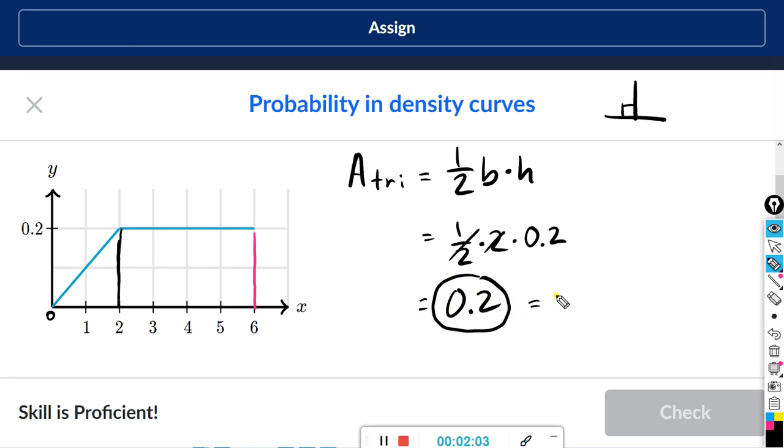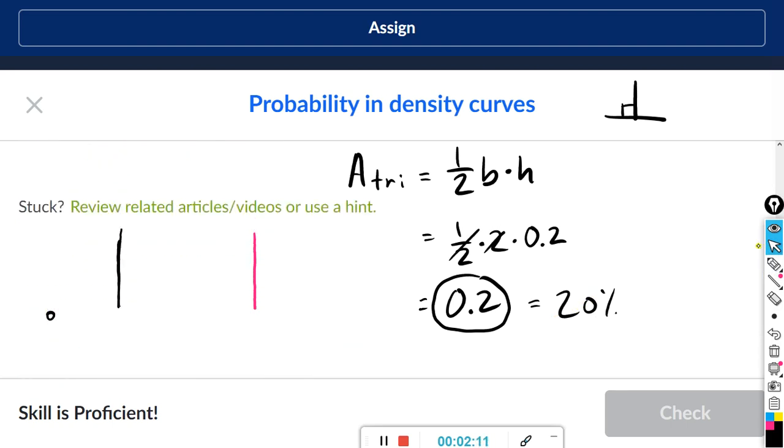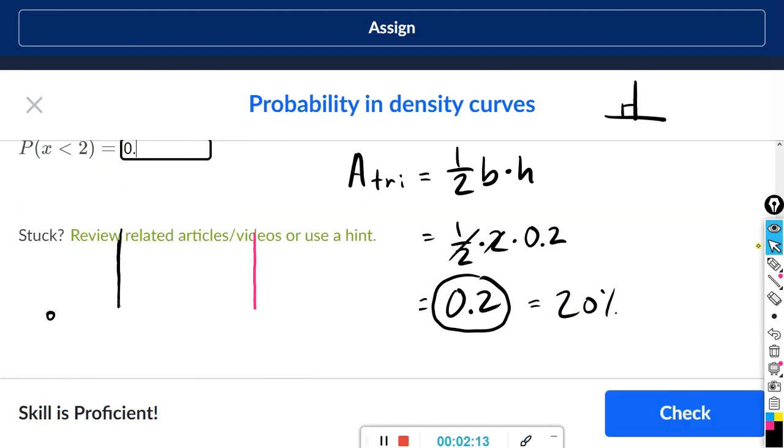0.2 is actually 20%, but we don't enter it in terms of percentage. We leave it as a decimal. So you just click inside the box, and you could type 0.2, or you could even just type .2.